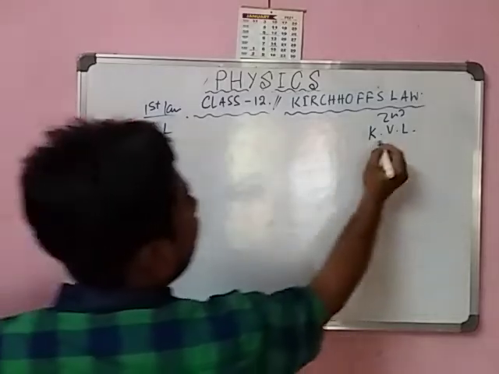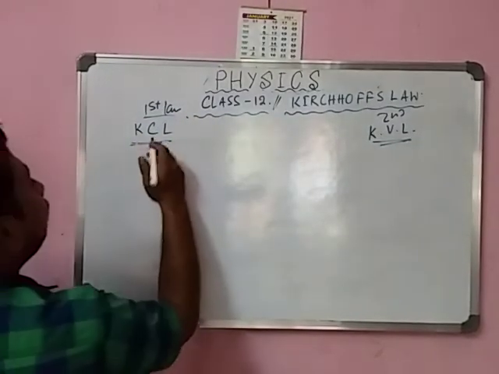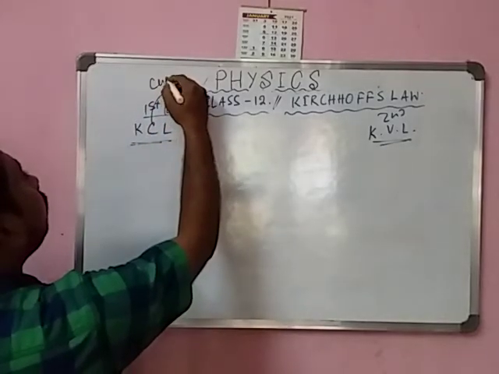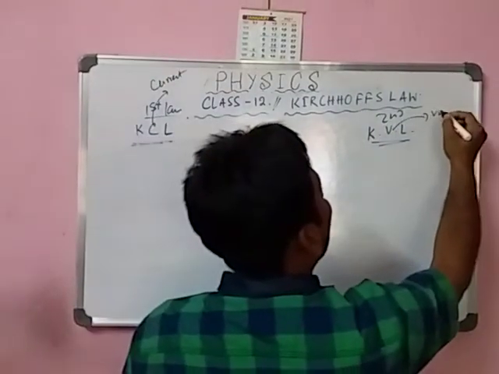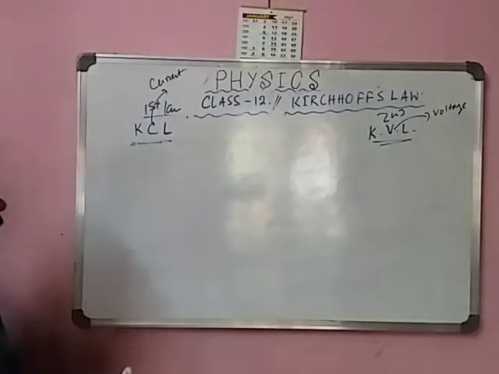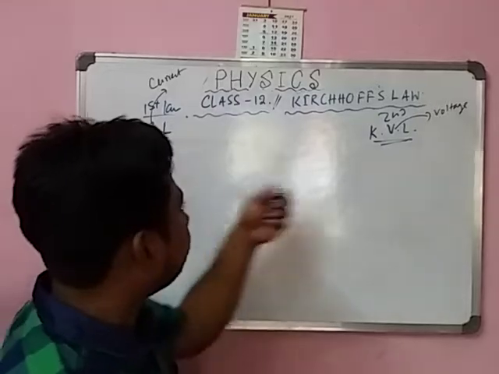Now what is KCL and what is KVL? K is for Kirchhoff, the name, C is for current, L is for law, and V is for voltage. So KCL means Kirchhoff's current law and KVL means Kirchhoff's voltage law. This is the first and second law.